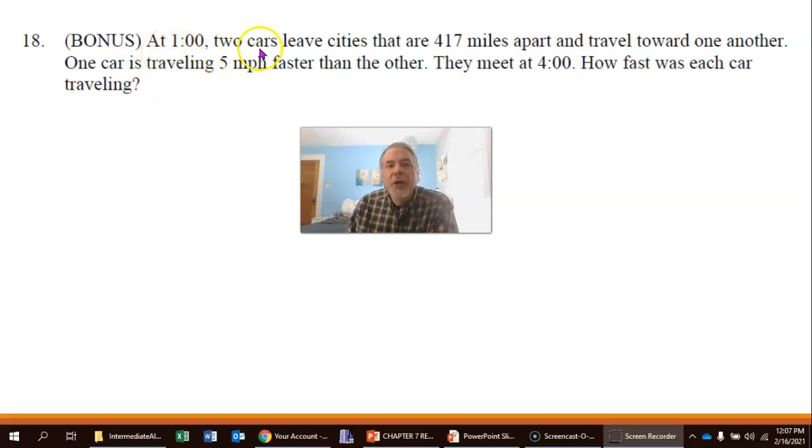At 1 o'clock, two cars leave cities that are 417 miles apart and travel toward each other. One car is traveling 5 miles per hour faster than the other. They meet at 4 o'clock. How fast was each car traveling?